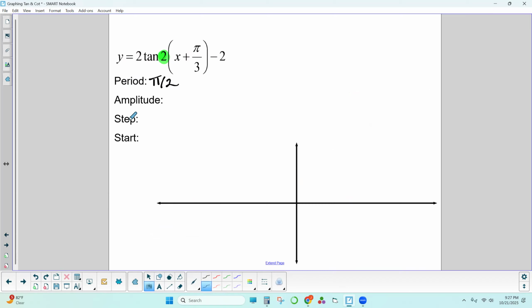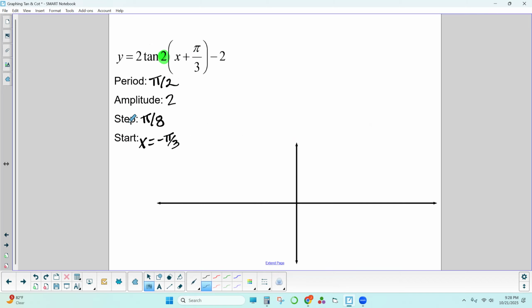Our step is always our period divided by 4. So if we take pi over 2 divided by 4, we have pi over 8. Our start is our horizontal shift, so that is x equals negative pi over 3. And our amplitude is 2. Your amplitude can be found in front; it's your a value. So amplitude of 2 is a vertical stretch by a factor of 2.